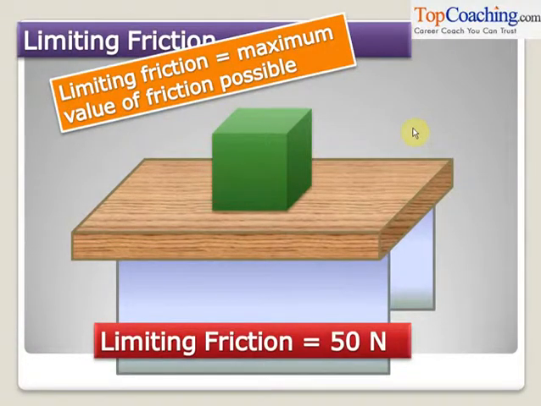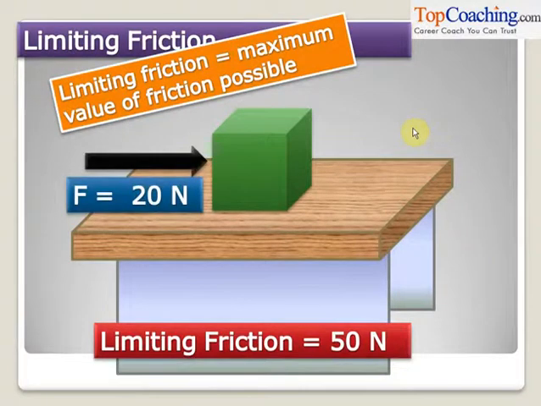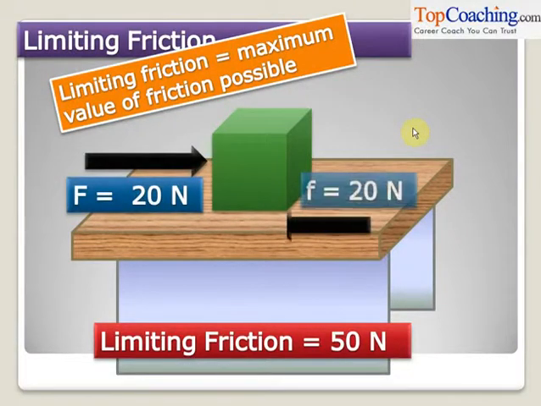In that case, when you apply a 20 Newton force on the block, friction will immediately apply a 20 Newton force on the block opposite to the direction in which you are applying the force. Understood? Now the limiting friction value is 50 Newton. This means that the maximum value of friction that can act between those two surfaces is 50 Newton. So since 20 Newton is less than 50 Newton, friction is able to successfully resist the relative motion between the block and the table.